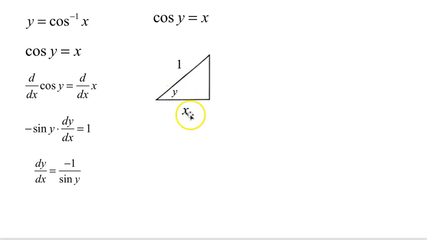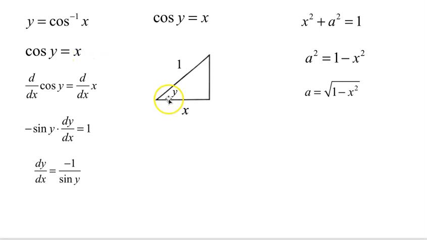Notice cosine y is adjacent over hypotenuse. But I have the altitude of this triangle that I don't know. I'll call that a. So what am I going to say? x squared plus altitude squared is 1 squared, or 1. So solving for a squared is 1 minus x squared. a is the square root of 1 minus x squared. So that's the third side of the triangle.